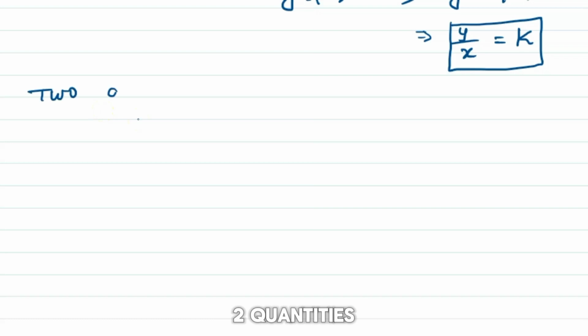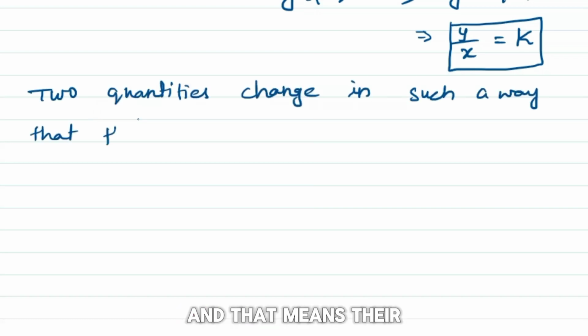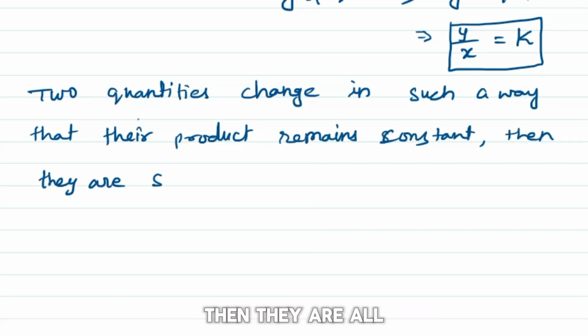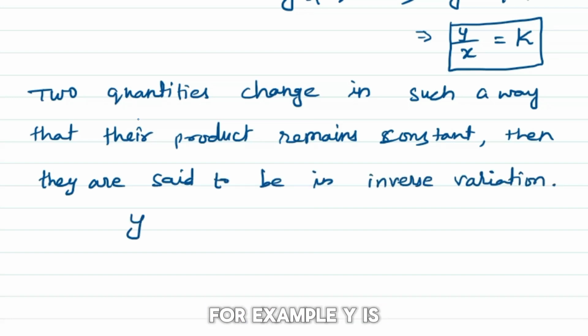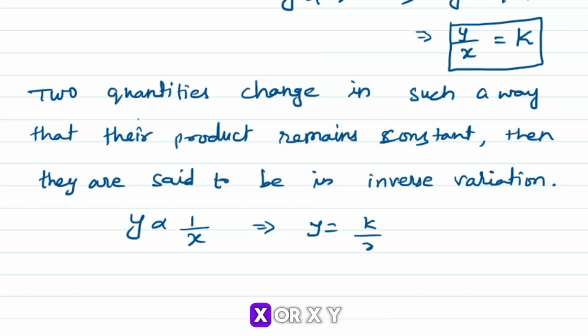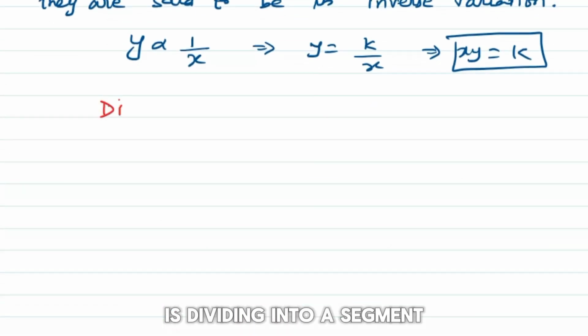So we can say if two quantities change in such a way that their product remains the same or constant, then they are said to be in inverse variation. For example, y is inversely proportional to x. We can write y equal to k over x or xy equal to k. So the product is constant.